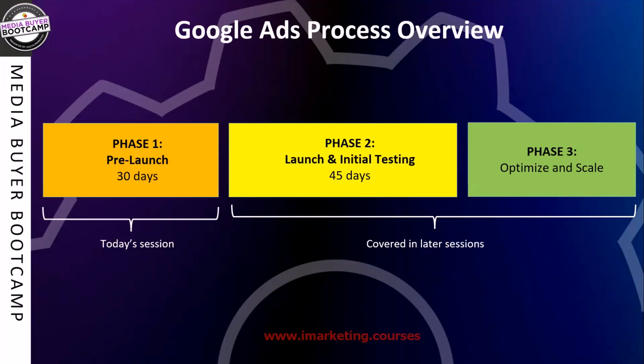We'll cover launch in later sessions. What you will notice is different to what we have done in Facebook. In phase 2, it was 30 days. Launch and initial testing, generally speaking, is about 45 days in Google. And the reason is because, generally speaking, the audiences in YouTube are vast. They are absolutely massive. And the amount of targeting options, which we're going to look at today, is pretty substantial.